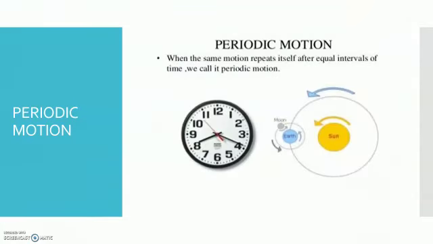Periodic motion. When the same motion repeats itself after equal intervals of time, we call it periodic motion. Some examples of periodic motion are motion of the moon around the earth, motion of the earth around the sun, heartbeat in a healthy person, and motion of the pendulum of a clock. Understood, children?